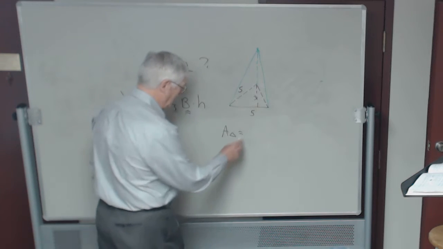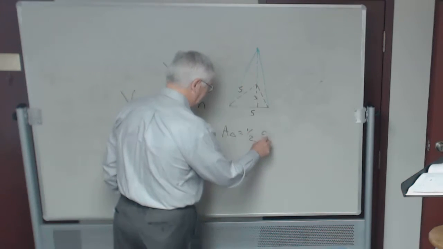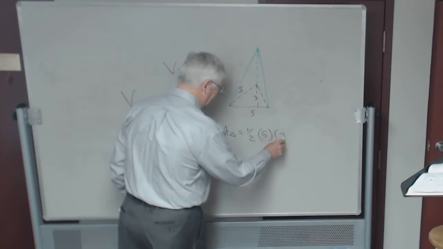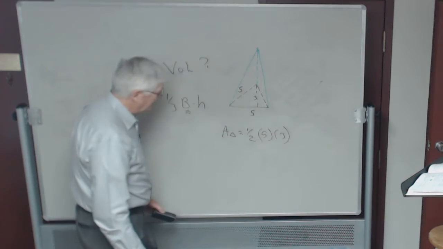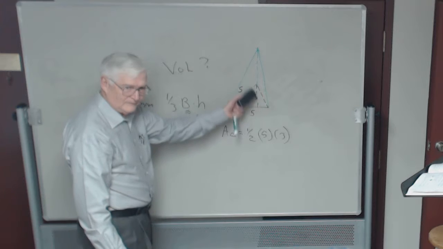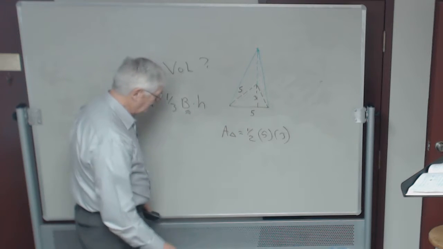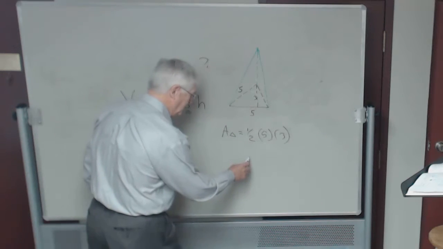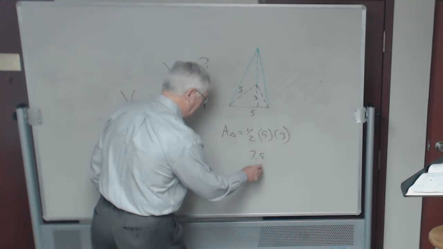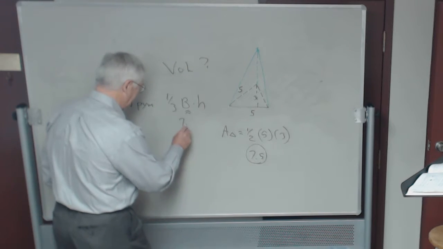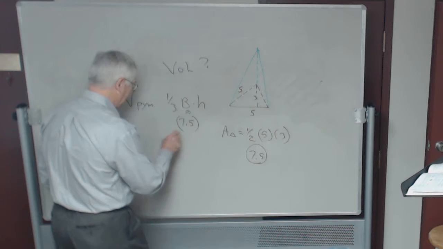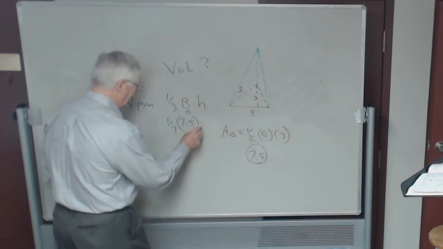1/2 base times 3. 1/2 base times height. Right? The height of the triangle. So that would be 7.5. So the base is 7.5. So we have 1/3 times 7.5.